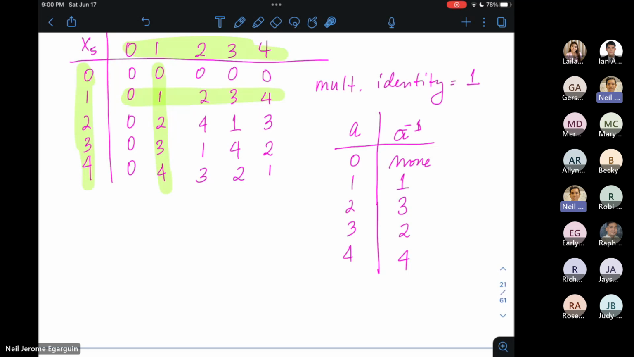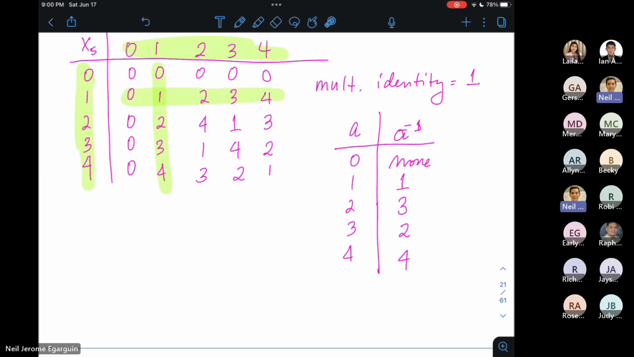Multiplication modulo 5 is distributive over addition modulo 5. And then, napakita na natin na merong additive at multiplicative identities. Tapos lahat ng elements may additive inverse. Lahat ng non-zero elements ay may multiplicative inverse. So therefore, addition modulo 5 is a field.